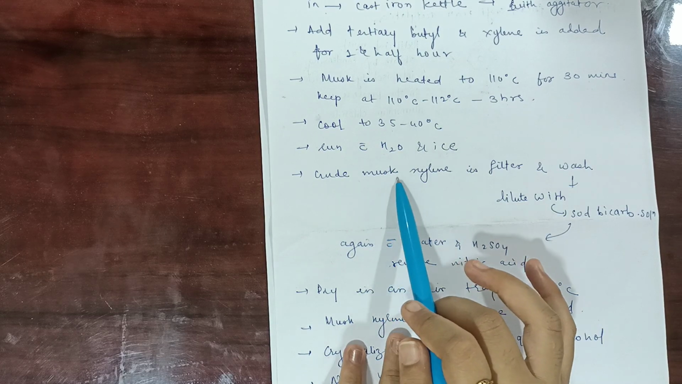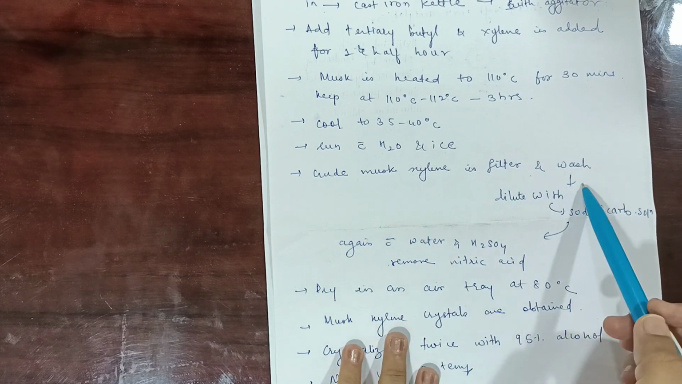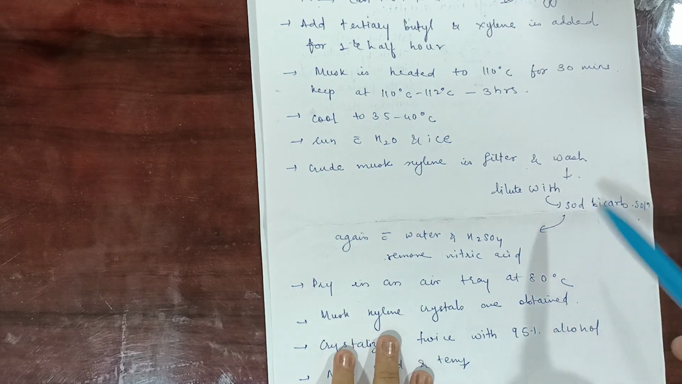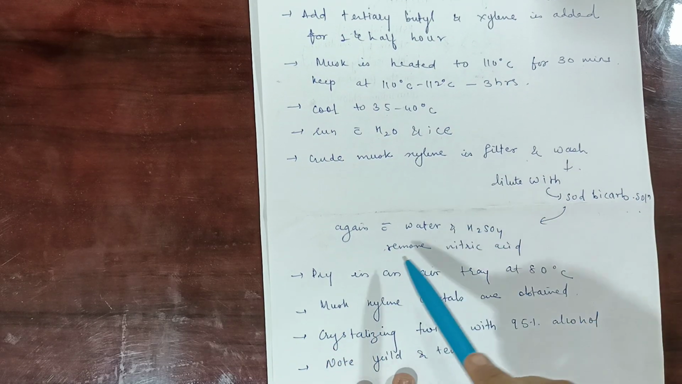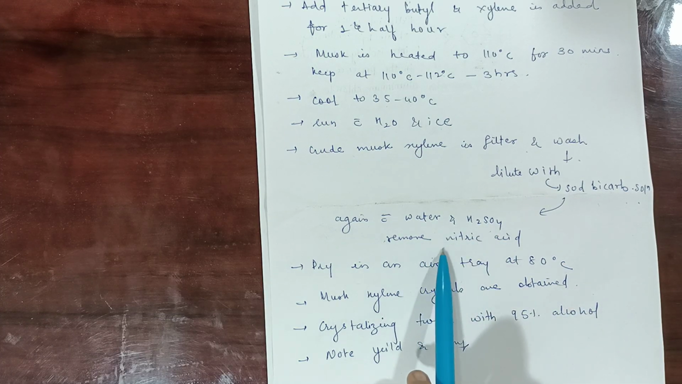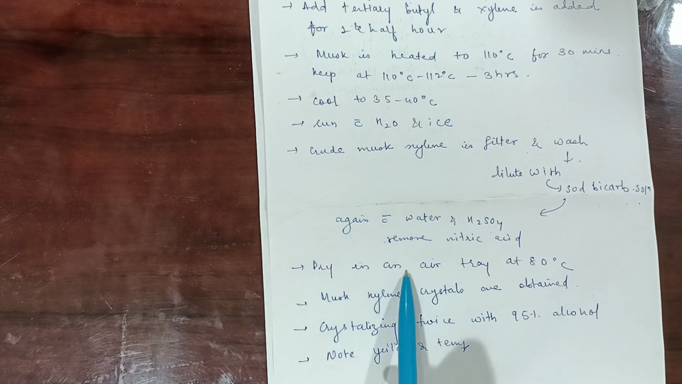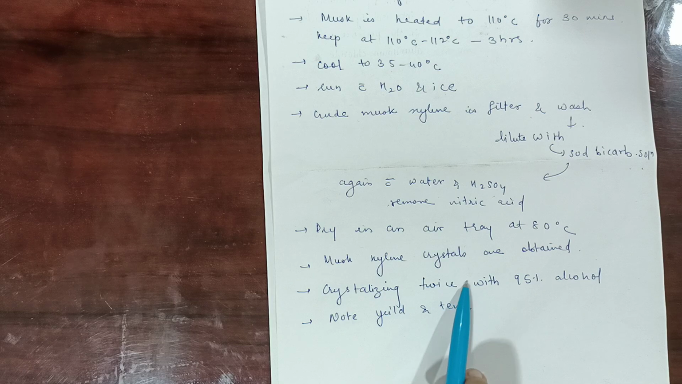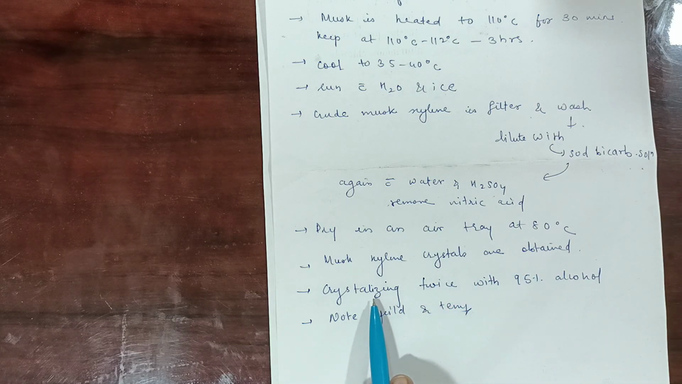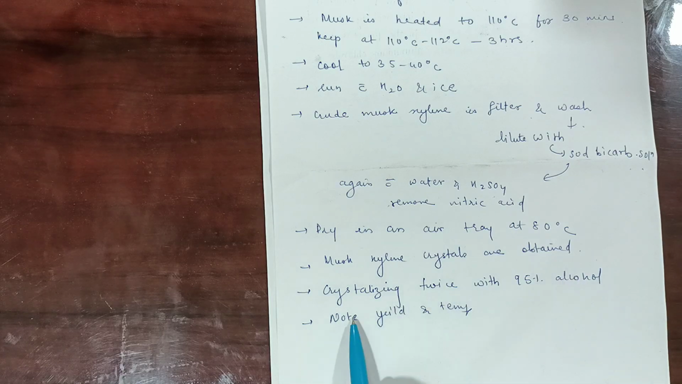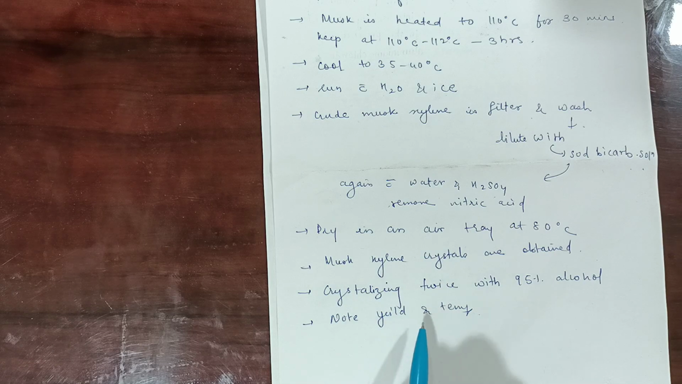The crude musk xylene is then filtered and washed with dilute sodium carbonate solution. Again what you have to do? You have to wash with water and H2SO4, remove the nitric acid, and dry it on an air tray at 80 degrees Celsius. Then musk xylene crystals are obtained. Then you have to crystallize it twice with 95% alcohol. You have to note down the yield and the melting point. So this is about musk xylene.